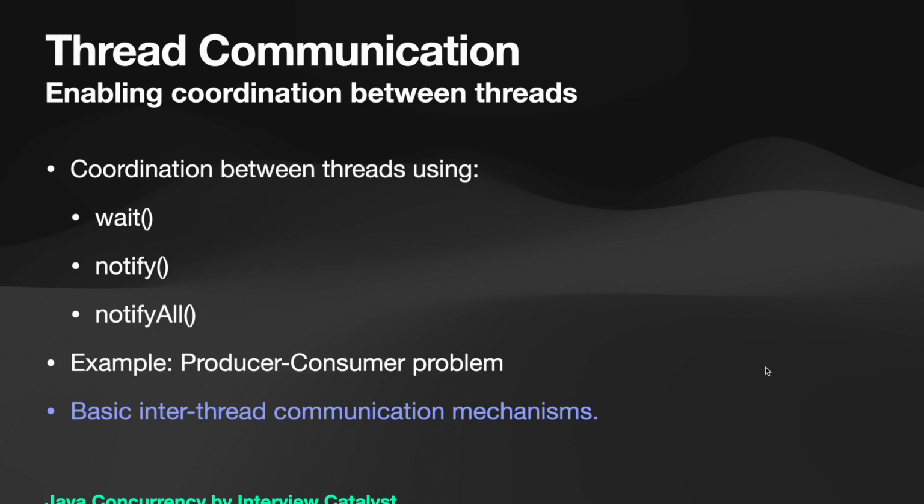Thread communication, enabling coordination between threads. When multiple threads are executing, they can coordinate with each other by using signals like wait, notify, and notifyAll. All these methods belong to the Object class. These are used to coordinate threads and they must be called inside a synchronized block or method.